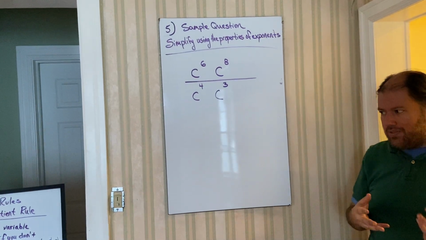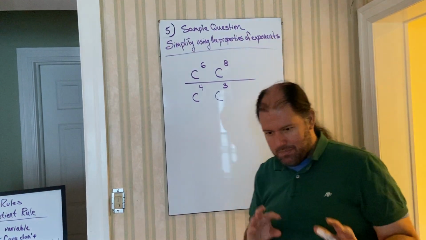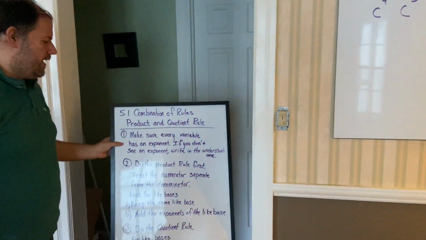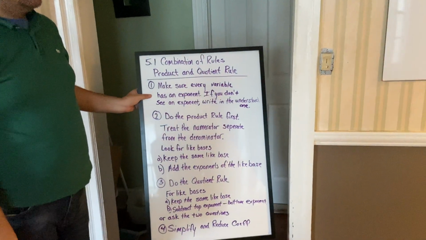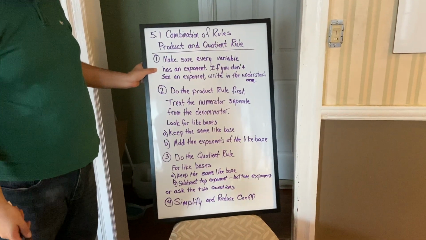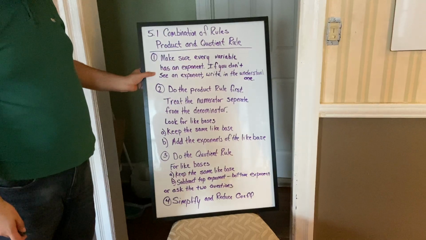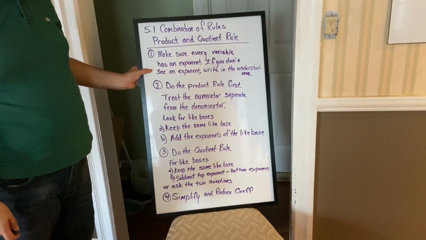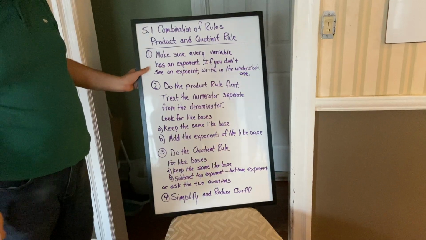So you've got to remember, when we have a combination of both product and quotient, our first step is to make sure that every variable has an exponent. In our case, yes: c to the 6th, c to the 8th, c to the 4th, c to the 3rd. If you didn't see an exponent for one of those letters, then you write in the understood 1. Put in 1 for the exponent.